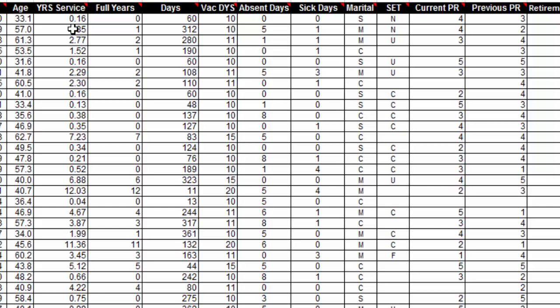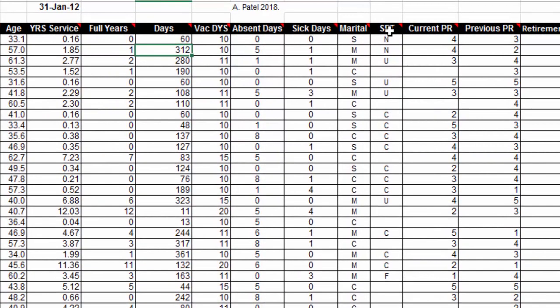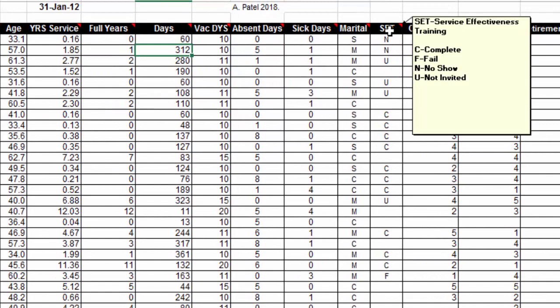So for example, if this is 1.85 years worked, it's 1 full year, and 0.85 represents 312 days. The actual number of vacation days that the person earns, and yes, it has been adjusted for Bill 148. The number of actual absent days that were not sick, so these are undocumented absent days, and the actual number of documented sick days. The marital status, SET, which is a service effectiveness training program that we have.